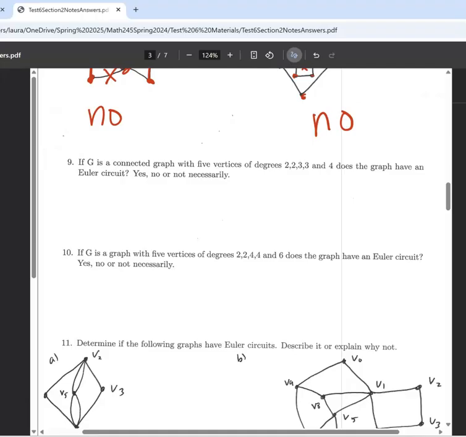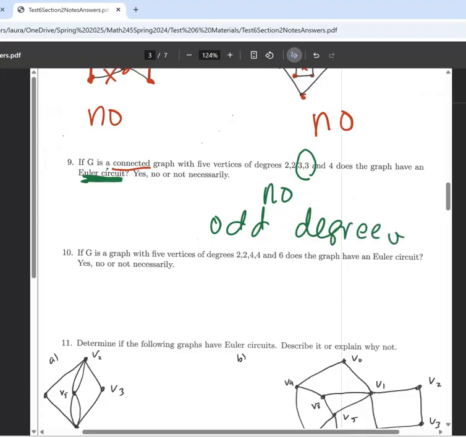Okay, so let's look at this. It says connected. That's always something to look for in the beginning. Does this have an Euler circuit? An Euler circuit requires every vertex to have even degree. Will you look at that? No, it does not, right? You can't have odd degree vertices when you're making an Euler circuit.